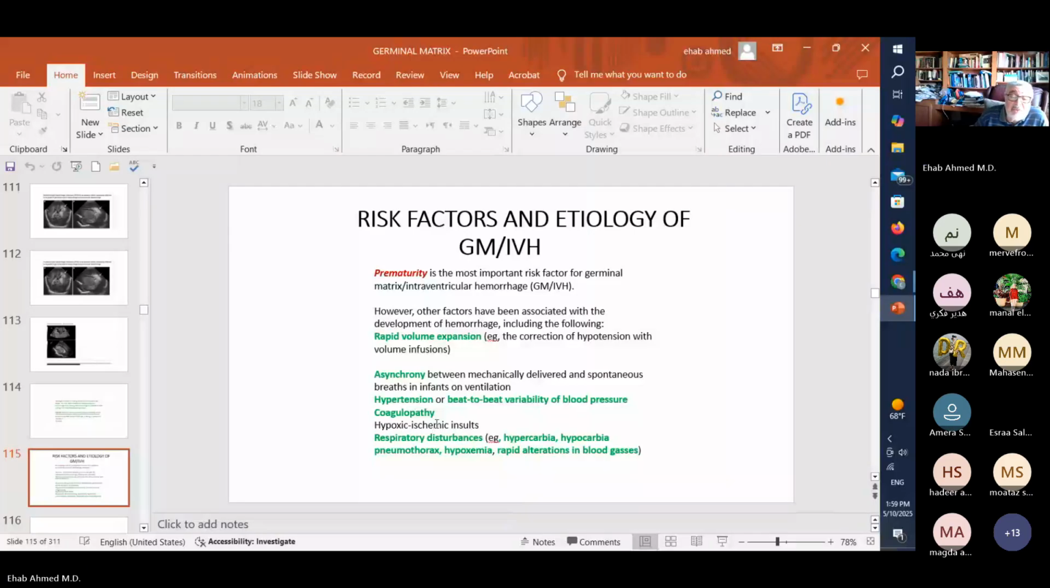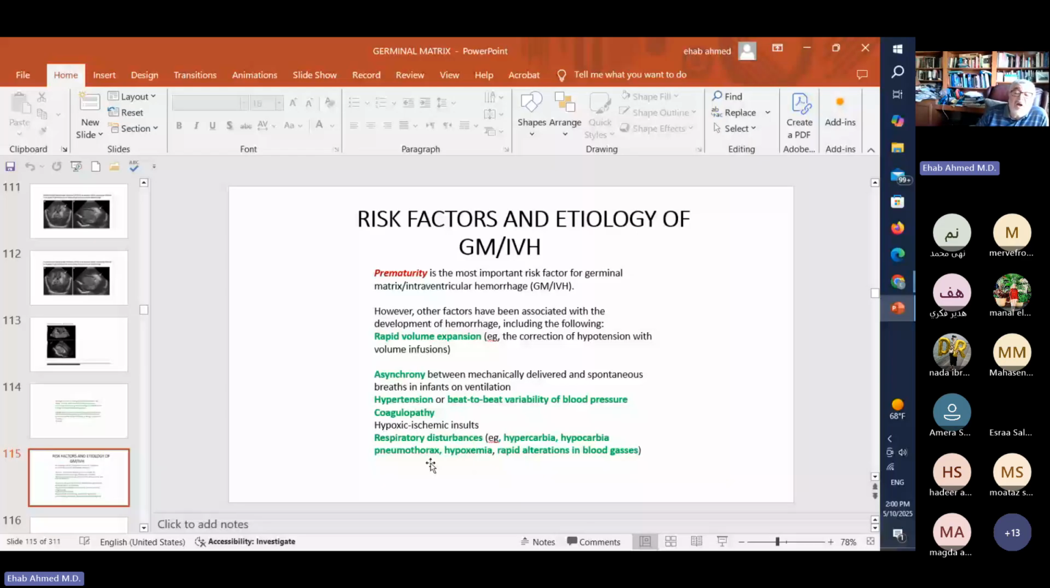Hypertension or hypotension, and with hypotension there is beat-to-beat variability. As we said, coagulopathy, which is a risk factor for any bleeding, not specific for GM-IVH. Respiratory disturbances, hypo or hypercarbia, hypoxemia. You know that high or low CO2 can cause hemorrhage, but only low oxygen can cause hemorrhage. Be careful about that. Pneumothorax, rapid alteration in blood gases.